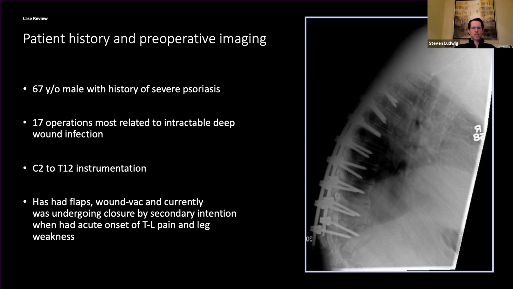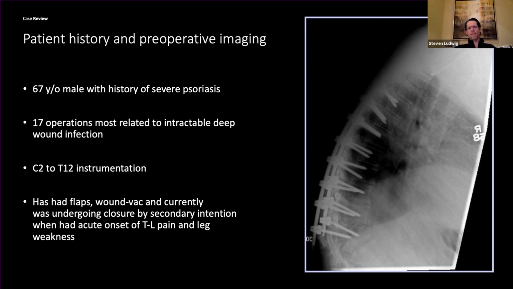But being at a level 1 trauma center, we inherit a lot of cases that we don't necessarily ever want to see. And this is an example of one of those cases. This is somebody that came into shock trauma on transfer, 67 years old. I put 17, but he must have had over 20 operations on his spine.